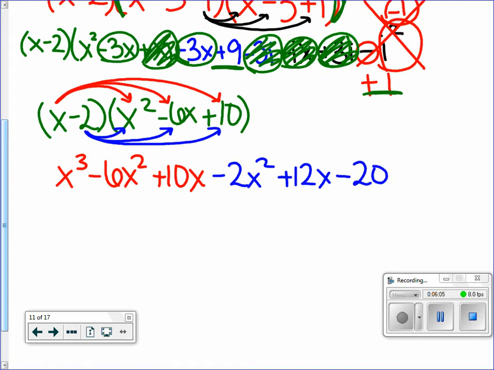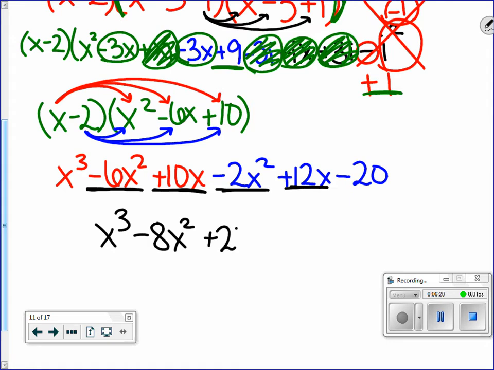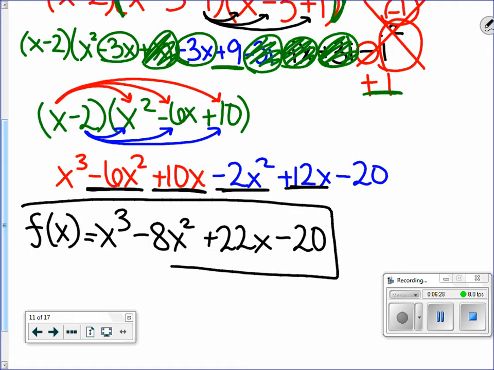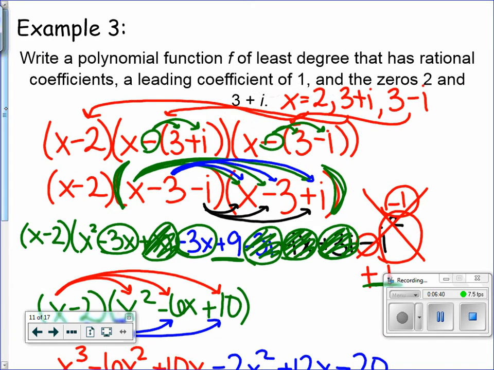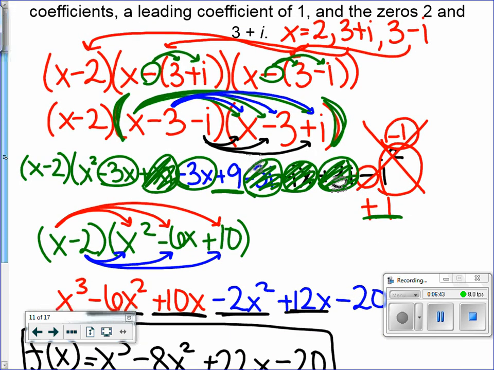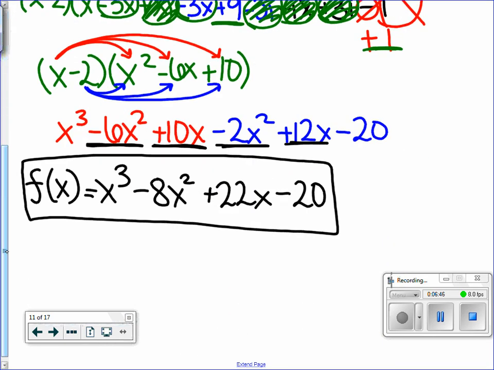So now just combine like terms. So we've got x cubed. Negative 6 minus 2 is negative 8x squared. 10 plus 12 is 22x, and then minus 20. And they want you to write that. It says the function f, so we really should write that out with f of x in front of that. So if you were to go backwards, kind of like we did on the first day, or if you were to plug this in your calculator, you would notice that it crosses at 2, but you won't see the other one because it's 3 plus i and 3 minus i.